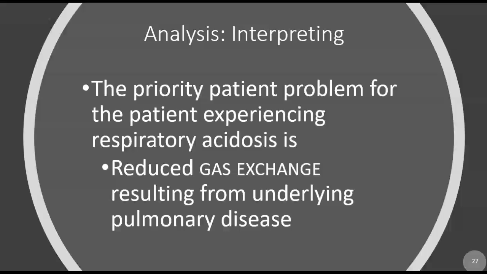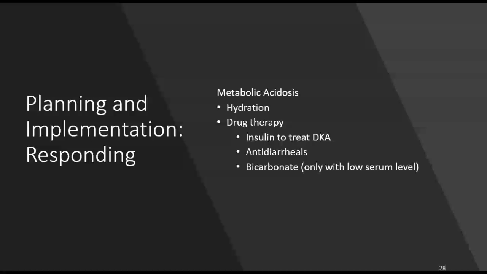When talking about respiratory acidosis, what's the priority problem for the patient? Reduced gas exchange. In terms of responding, how are we going to fix the problem? Interventions for acidosis focus on correcting the underlying problem and monitoring for changes. We talked about a handful of different things that can cause acidosis. So the treatment is really directed at what was causing the problem that led to acidosis.